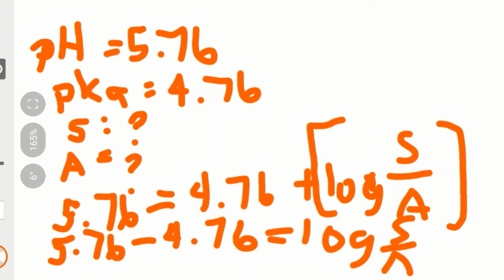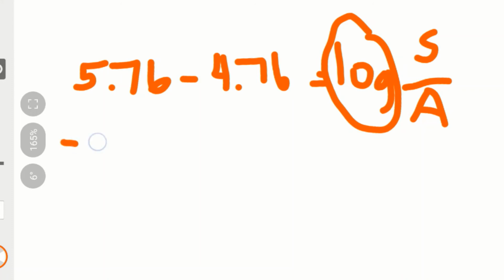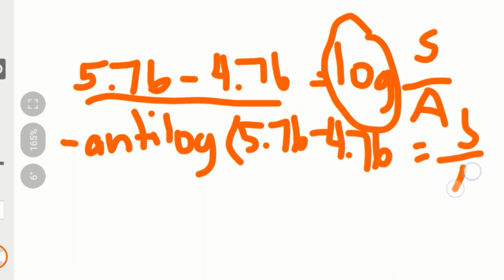So let me clear again. For your 5.76 minus 4.76 is equal to log S over A. How will you get rid of the log in order to get the S over A? If you want an easier life, just input in your calculator antilog, and then you input this: 5.76 minus 4.76 is equal to S over A. If you put in your calculator antilog, it means that the log on the other side has been cancelled.